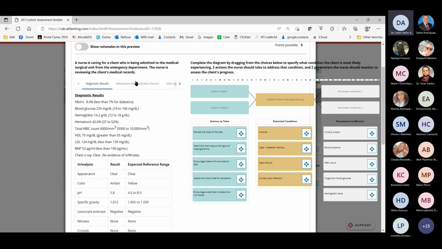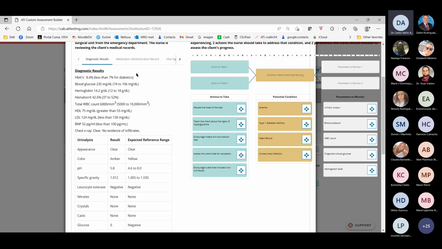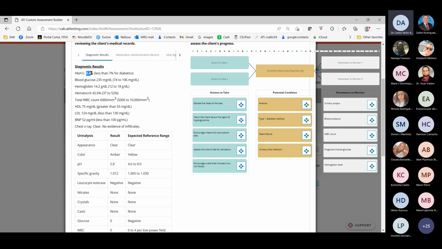Okay. Let's see this question. A nurse is caring for a client who is being admitted to the medical surgical unit from the emergency department. The nurse is reviewing the client's medical record. Let's see what we find. Hemoglobin A1C 8.4. So this client is diabetic and is not well controlled. Blood glucose 235. We confirm our assumption. Until now, this patient is diabetic and is not well controlled.